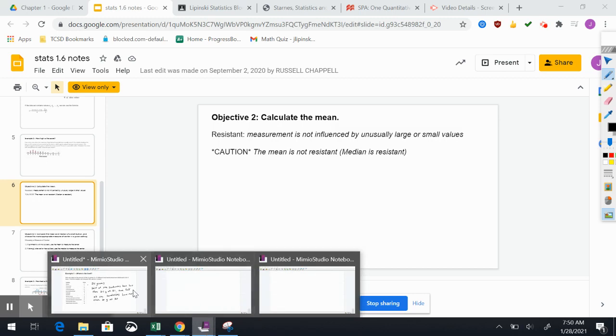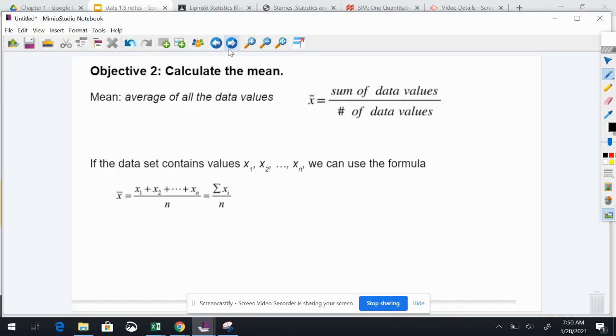All right, so we're going to go ahead and move on now to objective two, which is to calculate the mean. And there's a couple of things on this first slide that we're going to look at and discuss as we move further into stats. But the mean you should have done before. It's just the average of all the data values.